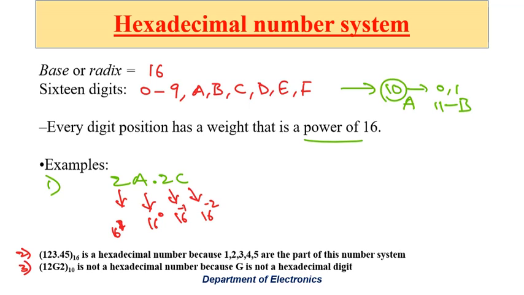In example 2, clearly it is a hexadecimal number because in the formation of this number, we used only digits like 1, 2, 3, 4, 5. Clearly, these digits belong to the hexadecimal number system. And in the third example, we defined one number, 1G2 base 16. Clearly, it is not a hexadecimal number because we used one undefined symbol, that is G. So the letter G is not a part of the hexadecimal number system. In the hexadecimal number system, the only allowed alphabets are A to F.